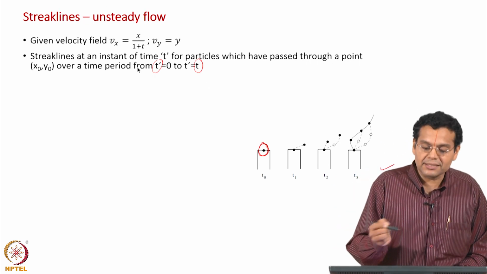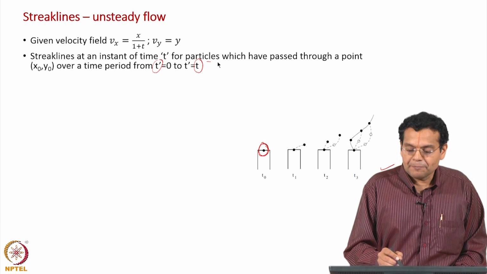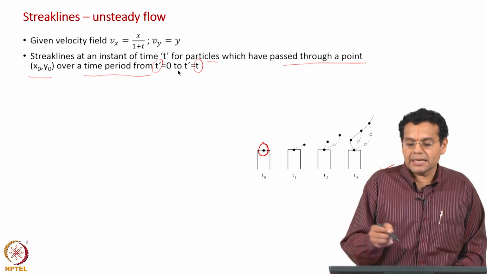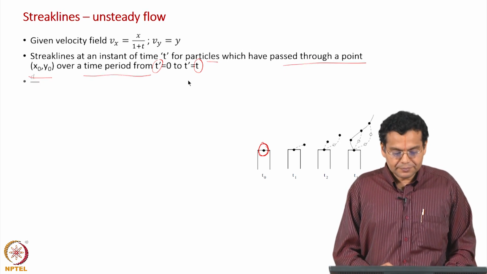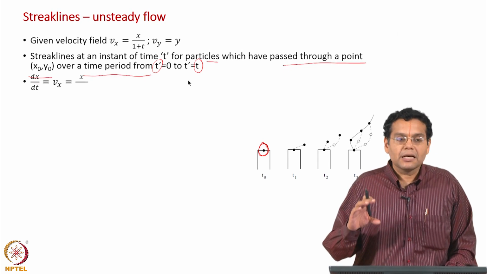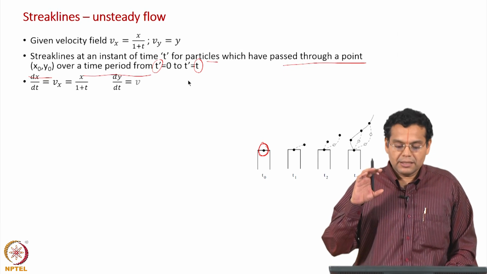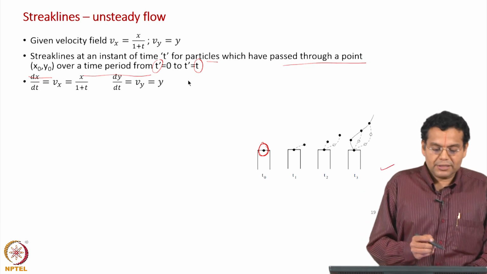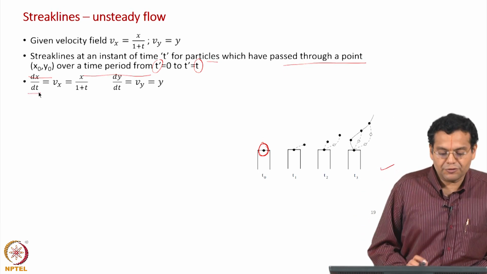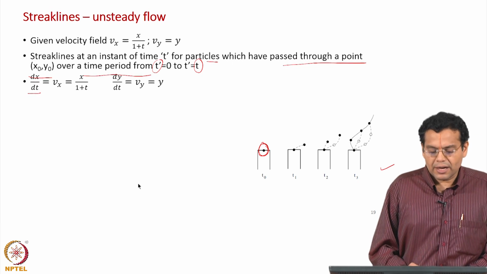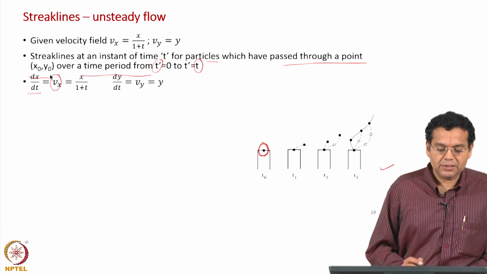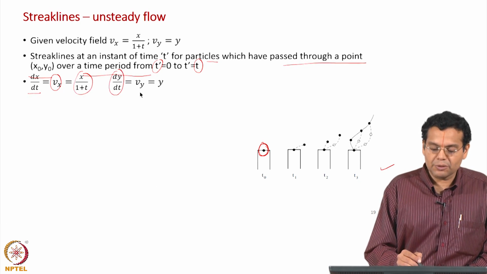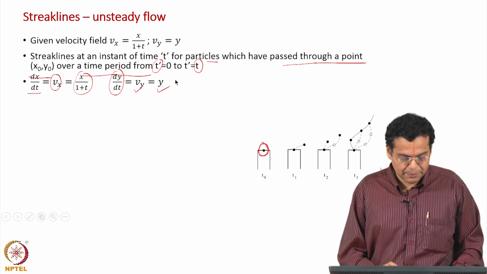So, streak lines at an instant of time are for particles which have passed through a point x naught y naught over a period of time from t dash equal to 0 to t dash equal to t. The first two steps are the same as that of the path line. What is that? Integrating the equations. The rate of change of x coordinate of the particle, dx by dt, is equal to the x component of the velocity field, which is given by x by 1 plus t. Similarly, dy by dt is equal to Vy, which is equal to y. This is the same as what we saw for the path line.